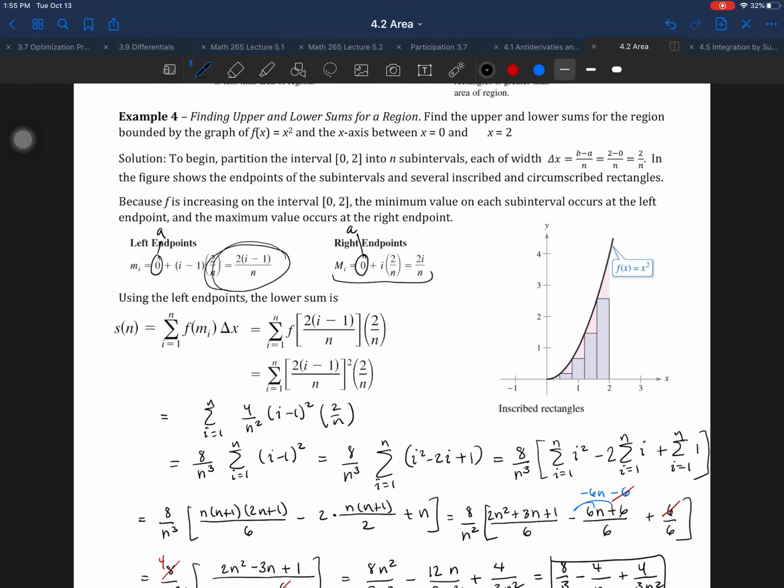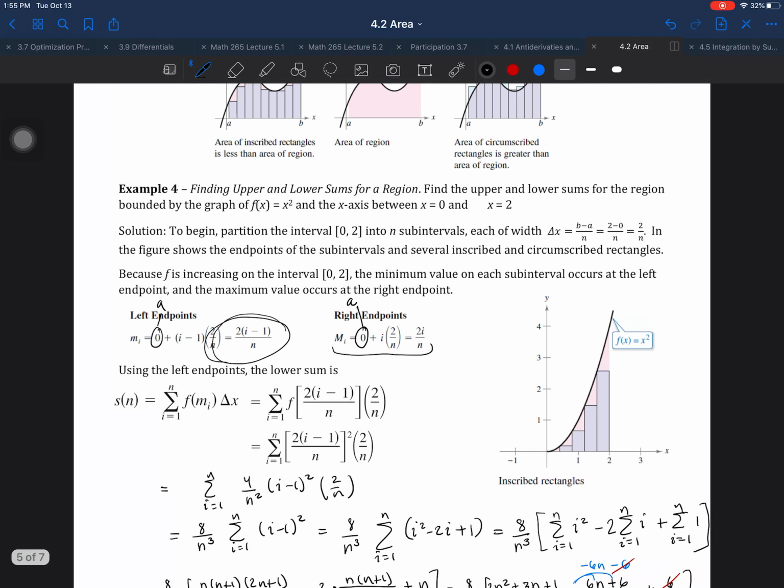So we're going to have, using the formula above, a equals 0, because let's look at the problem here. It says find the upper and lower sums for the region bounded by the graph of f of x equals x squared and the x-axis between 0 and 2. So here is our graph. Here's 0, here's 2. We're finding the area between the curve and the x-axis. We're going to use both the upper and the lower. So we'll start with the lower. The lower has to do with this case right here.